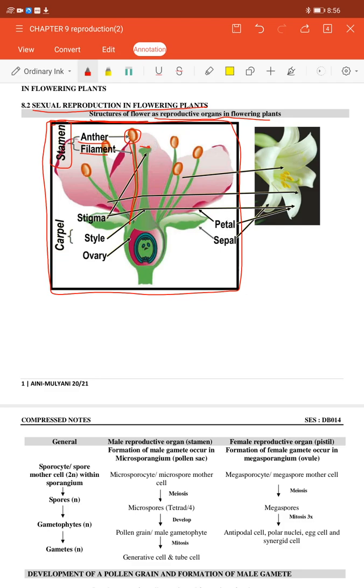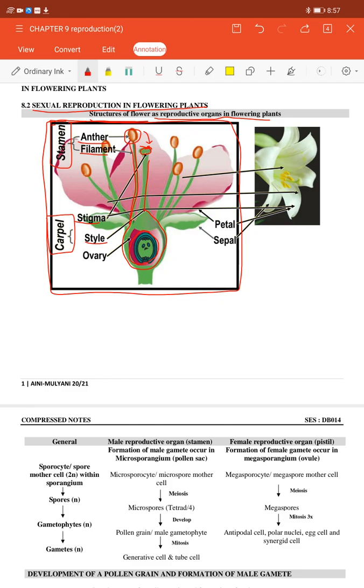Here is the carpel, which is the female reproductive organ, which consists of the stigma up here. Usually the stigma is a bit sticky because it allows the pollen to be stuck and trapped on it during pollination. And here is the style. The style is this part which connects the stigma to the ovary. So here is the ovary, and the ovary consists of ovule inside. So here, the inside of the ovary is the ovule.